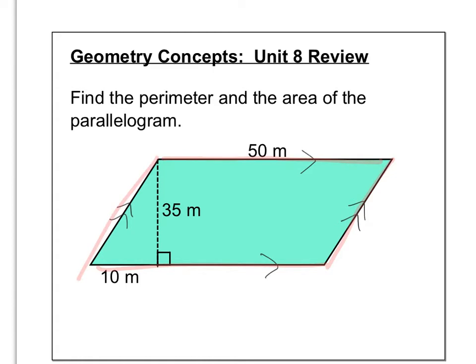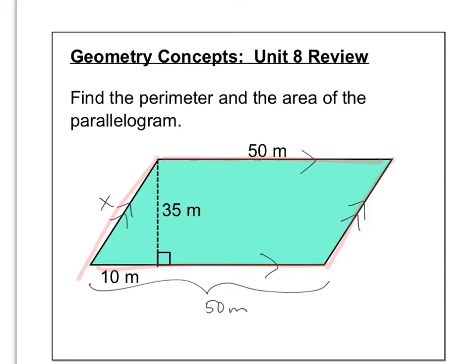Now two of the sides I know. I know the top is 50 meters, and then this bottom length also must be 50 meters because opposite sides are congruent in a parallelogram. But what I don't know is the length of, I'll put an X over here, I don't know this side where I just put the X.